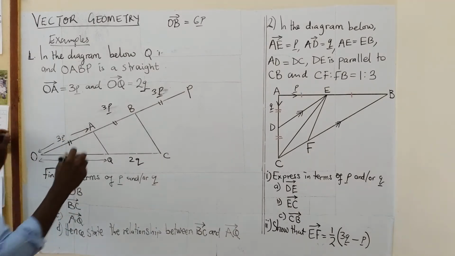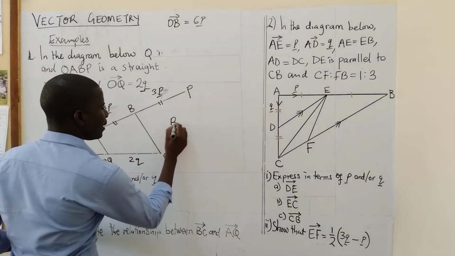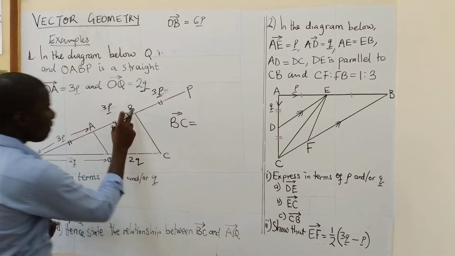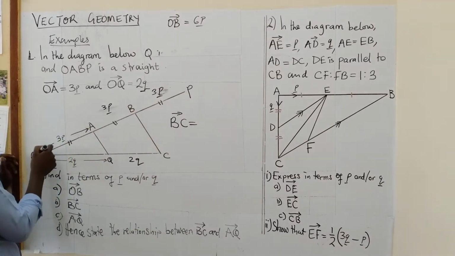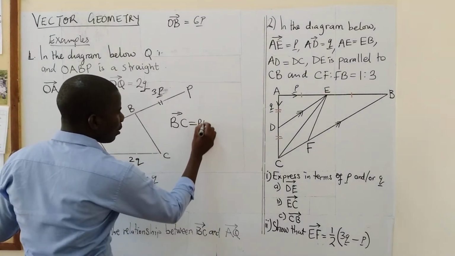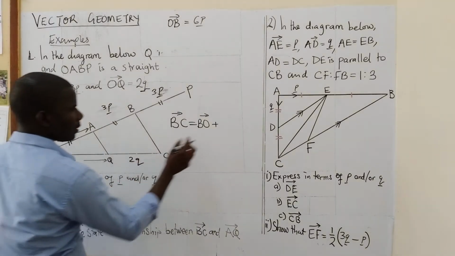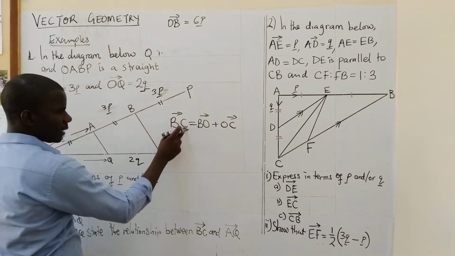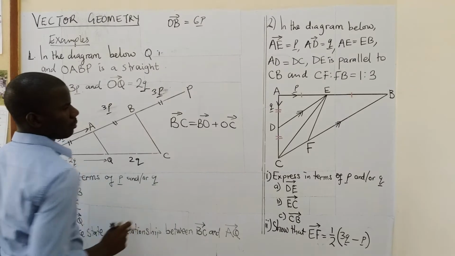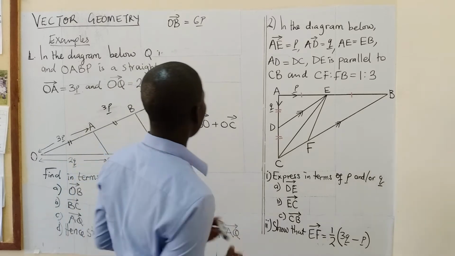In other words, BC is equal to from B to C. So we have to come back, we have to go in the reverse. So it is going to be BO plus OC. Our B should be the first one, C will be the last one there. So what is our BO?